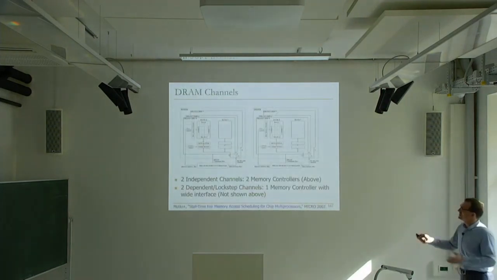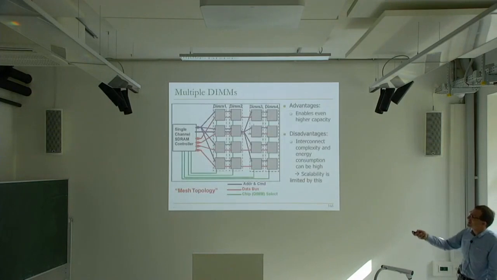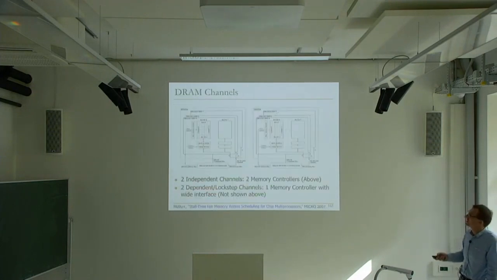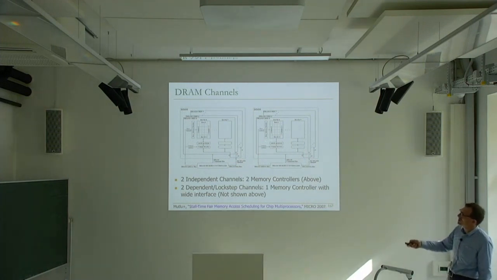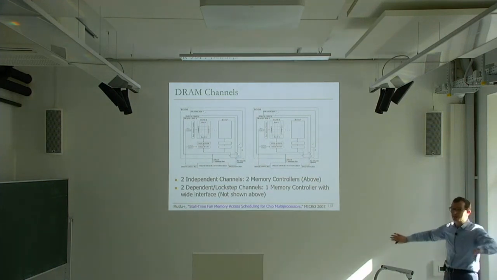Okay, so DRAM channels. This is a single DRAM channel. You can also have multiple DRAM channels. This is my picture. Basically, you have multiple DRAM controllers. That's the idea. You have two different DRAM controllers, essentially two different sets of pins for address, command, and data buses. Clearly, this increases the number of pins in the processor, right? So in this case, you have two independent channels. That's the common case. But you can also have two dependent channels to increase your bandwidth.